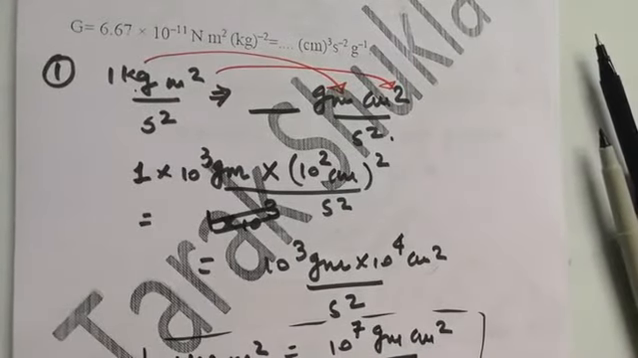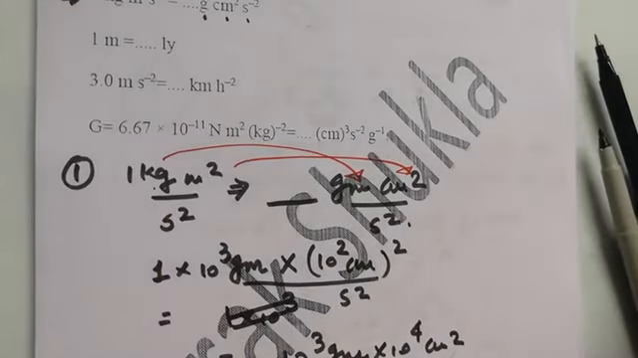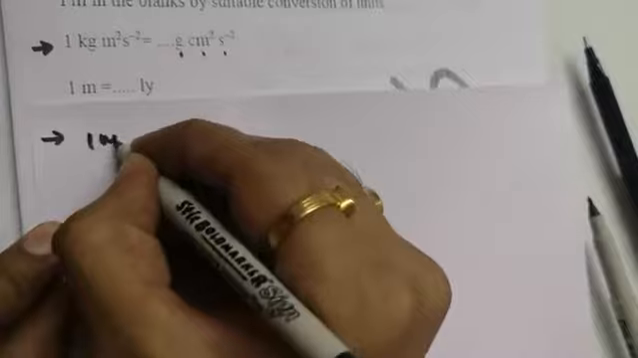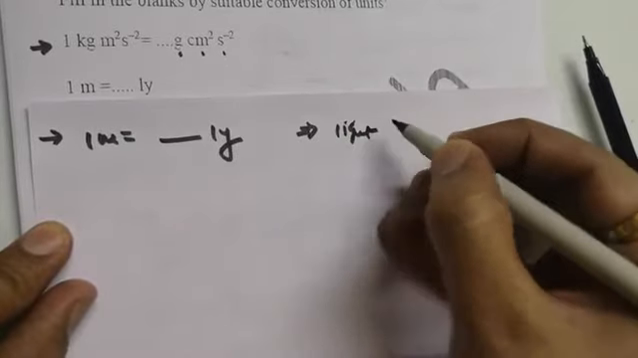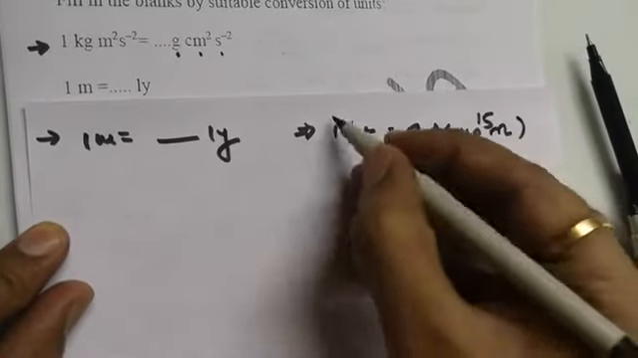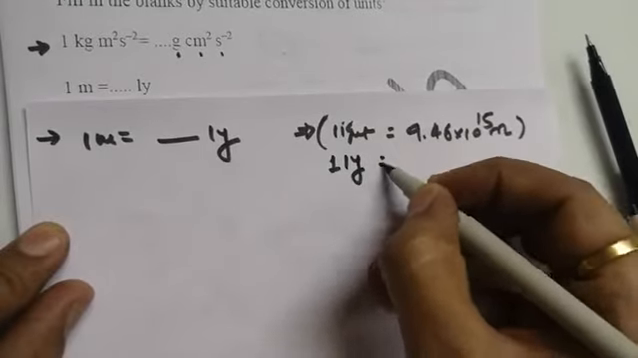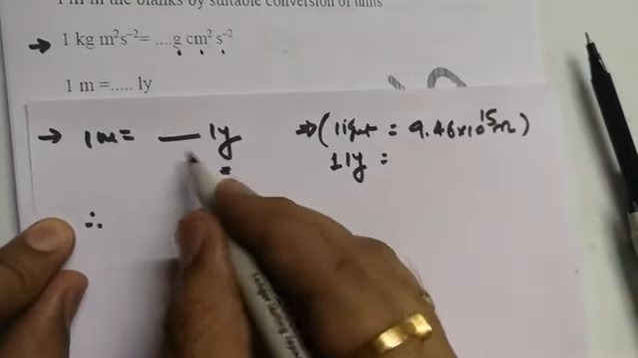Now we want to convert another one, meter to light year. First of all, this is a very common conversion that people always misinterpret. Light year is a unit of distance, not velocity. So whenever they ask such a thing, always be careful. Second one: 1 meter equals how many light years? Basically, you are aware of light year. A light year is 9.46 cross 10 to the power 15 meters. This is how we have learned it. It is written as LY. So I want my answer in terms of LY, so I have to convert this in terms of a meter. 1 meter equals how many light years?